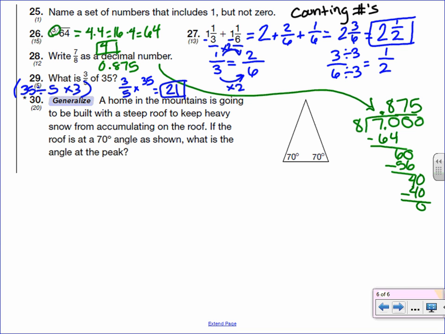And the last one, a home in the mountains is going to be built with a steep roof to keep heavy snow from accumulating on the roof. If the roof is at a 70-degree angle as shown, what is the angle at the peak? Well, remember that all the angles in a triangle add up to 180. So we know two of them. So we can take those two off of the 180. So 180 minus 70 is 110, minus 70 is 40. So the leftover angle must be 40 degrees.